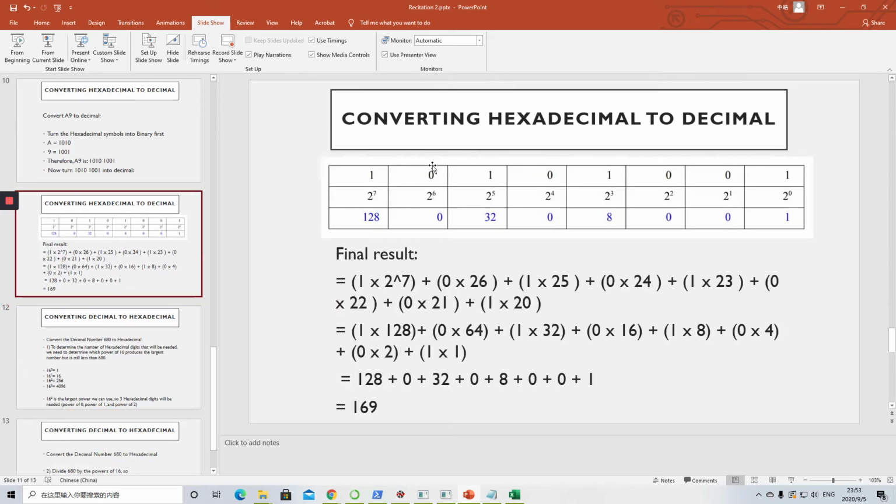So actually, we could just ignore these 0 columns. We could just do the calculation with the 1s that appear on the first row. So 1 times 2 to the 7 plus 1 times 2 to the 5 plus 1 times 2 to the 3 plus 1 times 2 to the 0. We add these 4 columns together to get the final answer, which is 169, right?